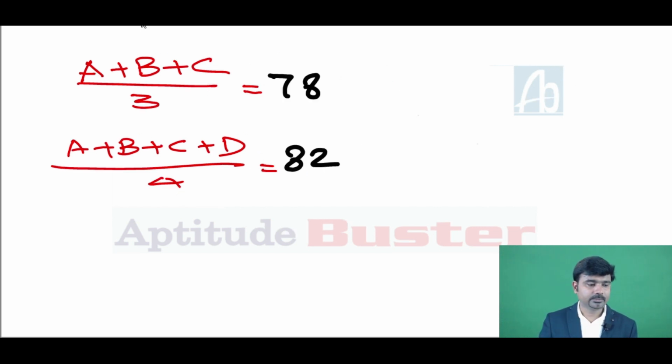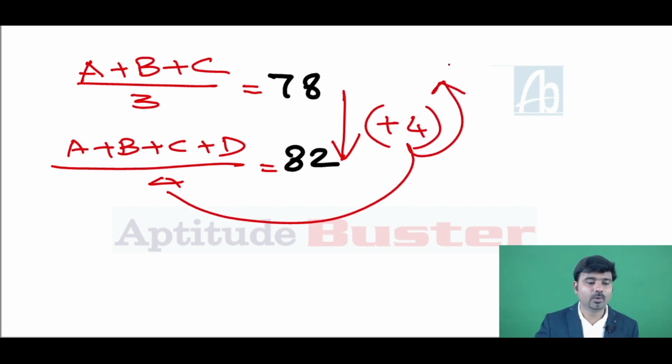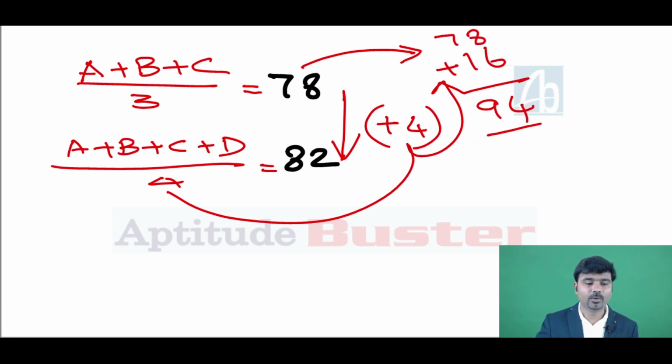Okay. Now the average of 3 numbers is 78, the average of 4 numbers is 82. Here how much increased? The average is increased by 4. That means the total will be increased by 4 into 4, 16. The new value should be 16 more than the previous average. 78 plus 16, the answer is 94. The value of D is 94.